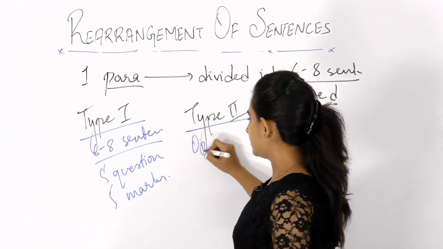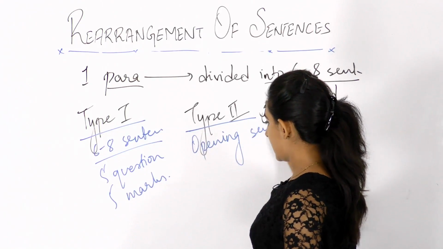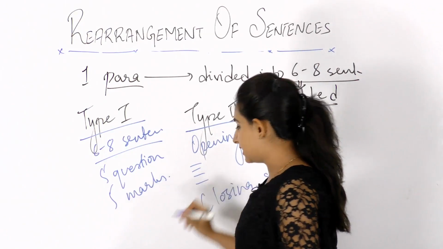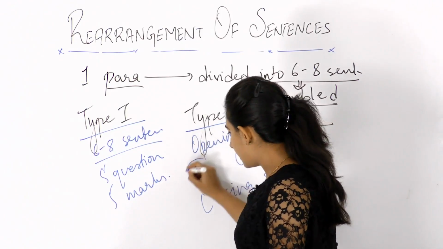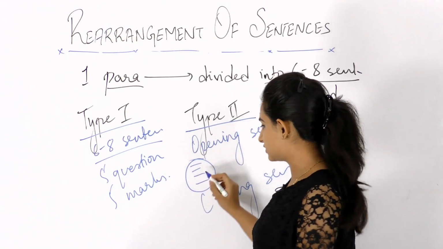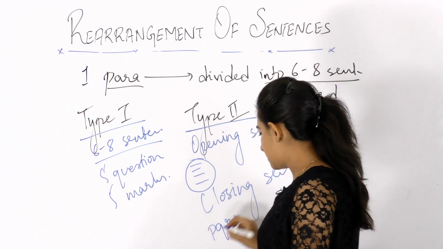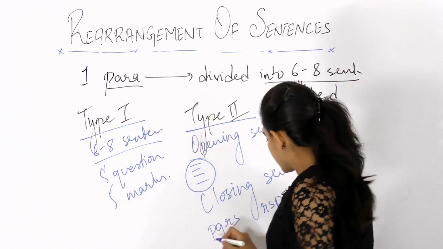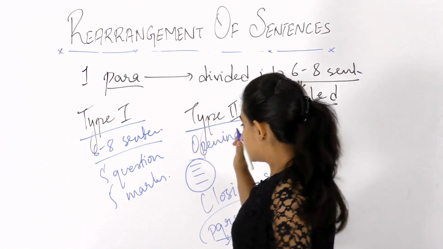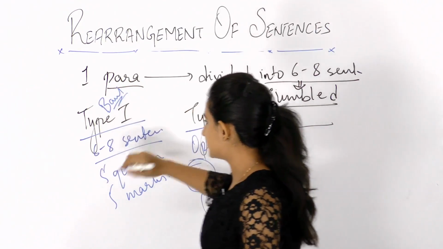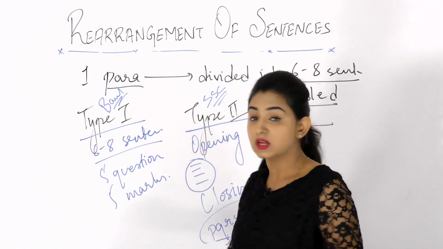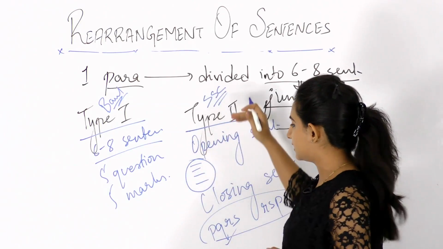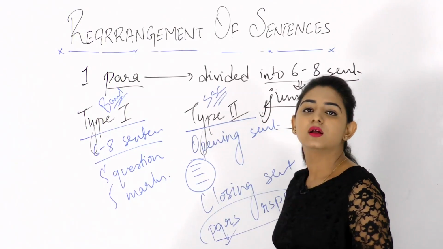Type 2 says you will be given an opening sentence and a closing sentence, and there will be 4 sentences between these 2 sentences. What you have to do is arrange these 4 sentences, and you will be given options like this: PQ, RS, RS, PQ. 4 options will be given like this. Now look, you have to choose the correct option from these. Type 1 is asked in banking examinations and type 2 is asked in SSC examinations. Here you have to arrange the whole sequence, and here you have to arrange only the part that is given between the opening sentence and the closing sentence.